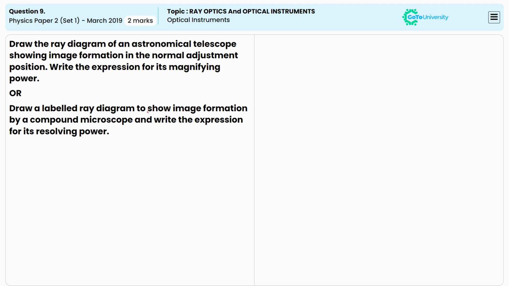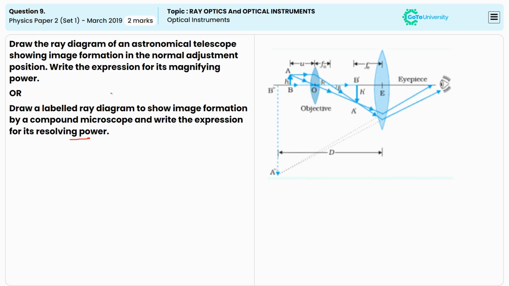Draw a labeled ray diagram to show image formation by a compound microscope and write the expression for its resolving power. We'll see the labeled diagram of the compound microscope. This is the diagram. Here we are going to use two different lenses: one is the objective lens and the second is the eyepiece lens. These two are coaxial, that means they are placed on the same axis, over the microscope tube, and the distance between them is d.